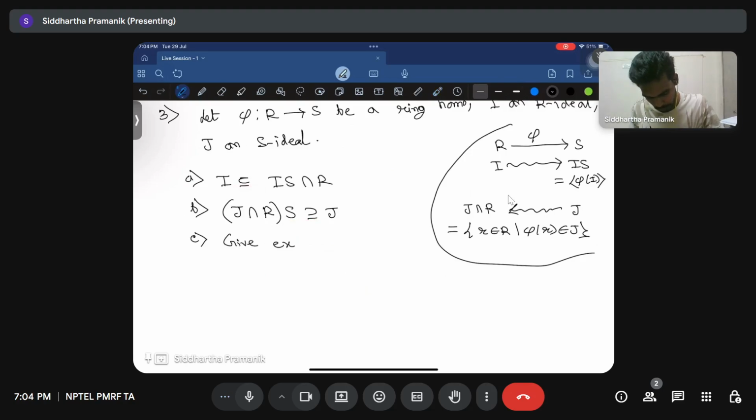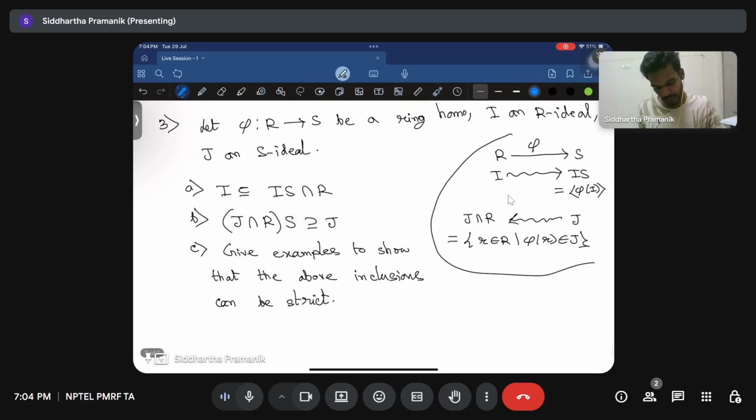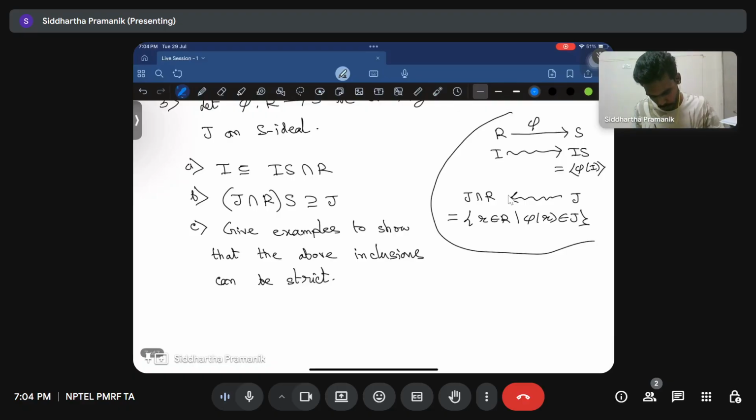We will also give examples to show that the above inclusions can be strict. That means we can give examples so that this equality may not hold. They can be proper subsets. Okay, so the first two parts are very easy. So let's solve this.